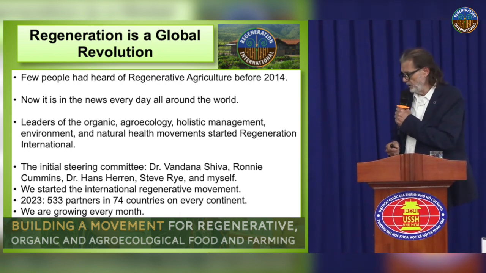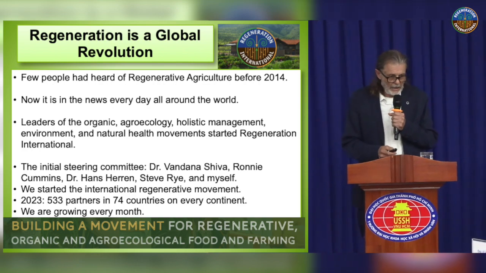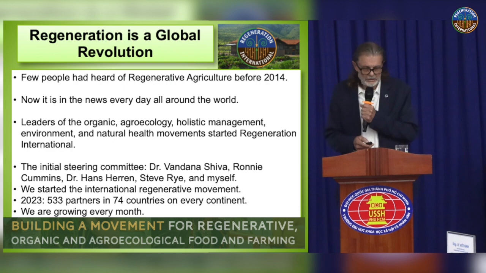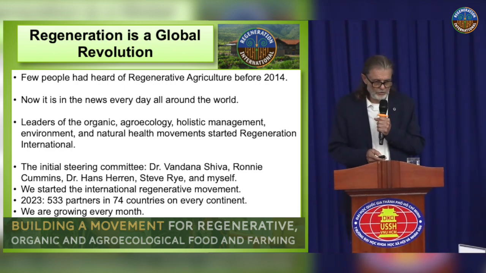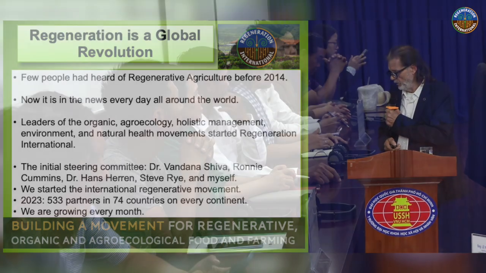But we worked with leaders from the agroecology sector, natural health, and other like-minded movements to start a concept to regenerate agriculture. And now it's in the news every day, and we're seeing that agriculture is changing, which is very important. Our organisation that we formed in 2014 as of last year has 533 partners in 74 countries, and we continue to grow.